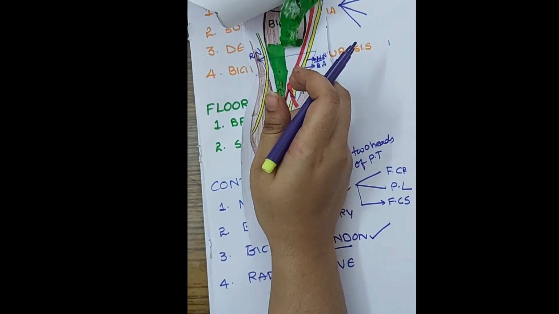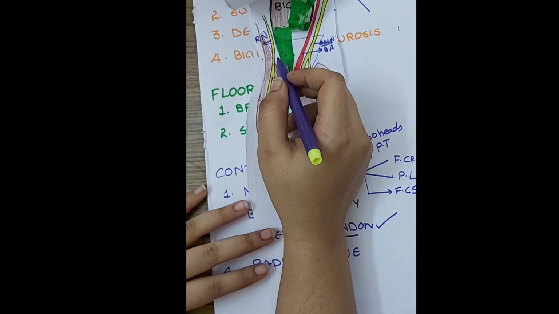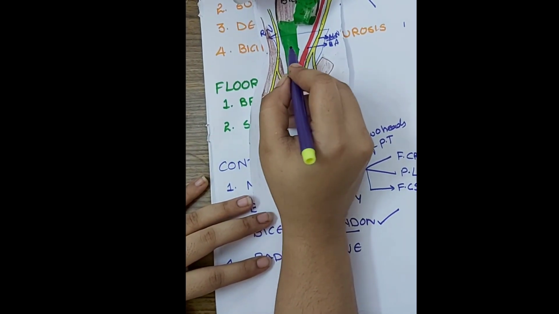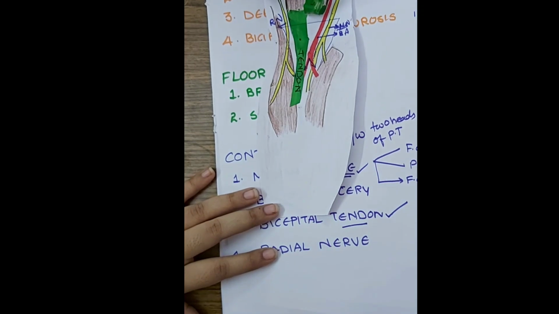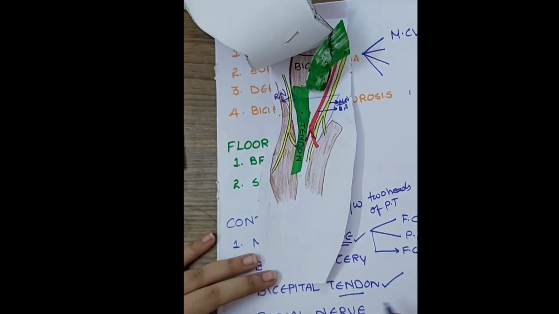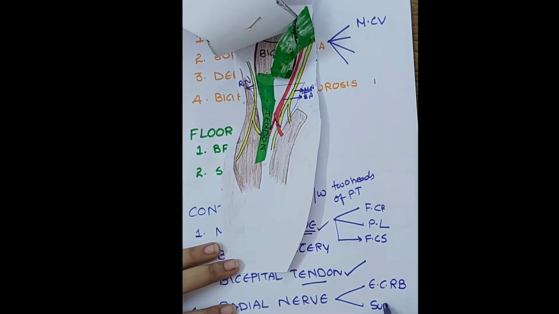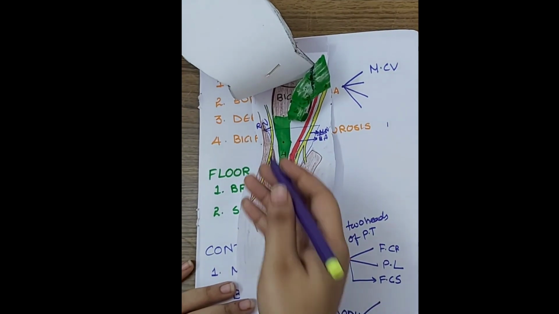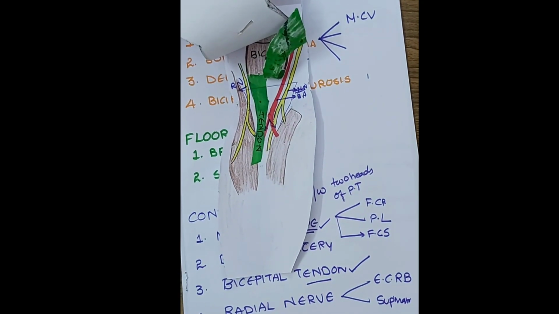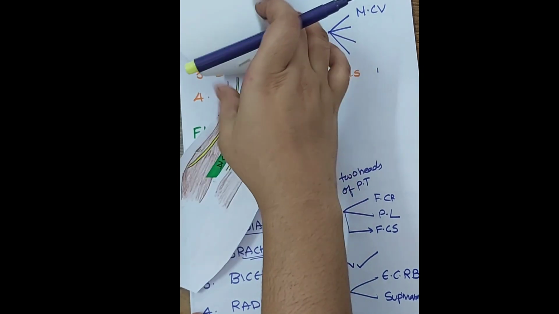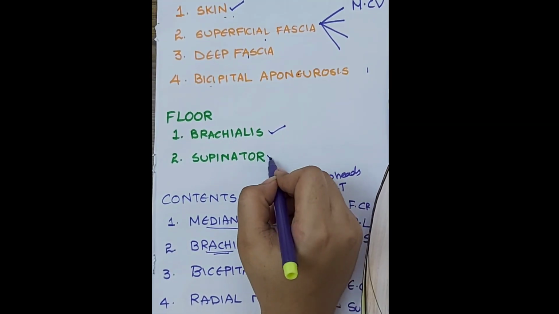This radial nerve descends medial to the lateral epicondyle to enter the cubital fossa. In this fossa, it gives off the posterior interosseous nerve, or deep branch of the radial nerve, which gives branches to extensor carpi radialis brevis and supinator, and leaves the fossa by piercing the supinator muscle. So this is a small gist about the cubital fossa. The floor is formed by two muscles, brachialis and supinator.